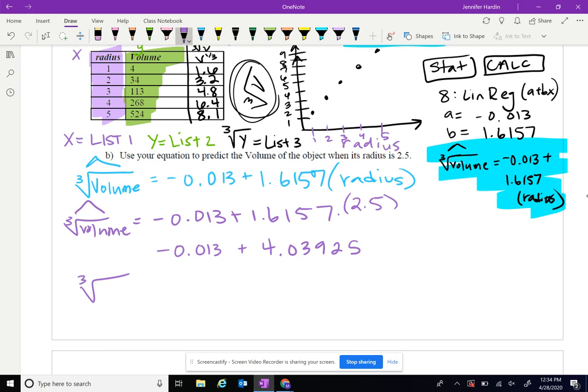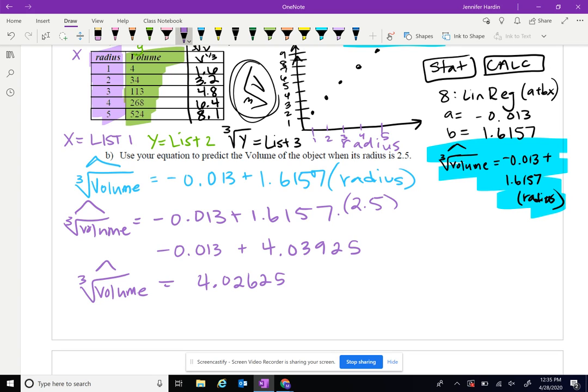Okay. The cube root of volume is being predicted to be 4.02625. Okay. So this would still be inches. Like you plugged in inches, you're getting back out inches, or whatever the units might be.